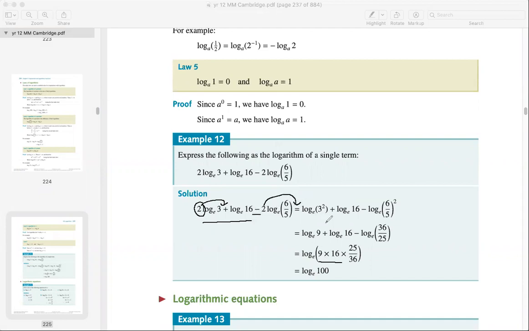The minus becomes division. That's why you flip this one, 36 over 25, to 25 over 36. Okay, flip it, then you've got the final answer.